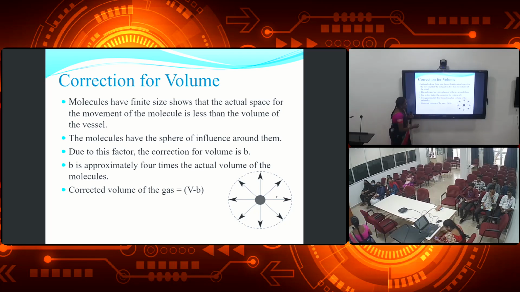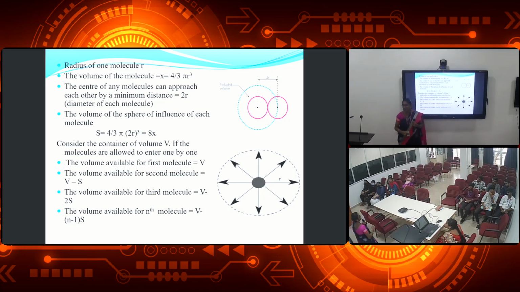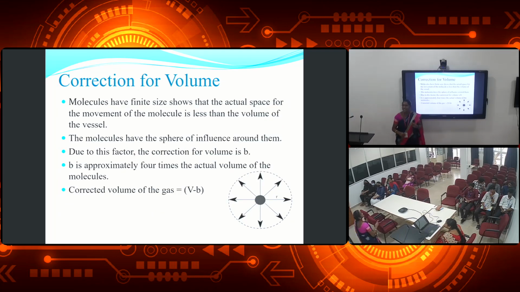Every molecule makes a sphere of influence around itself. What is the sphere of influence? It is an imaginary sphere, the region of the force of attraction in all directions. Due to the sphere of influence, we make the correction. The correction factor is b, one of the van der Waals constants. The b is approximately 4 times the actual volume of the gas molecules.